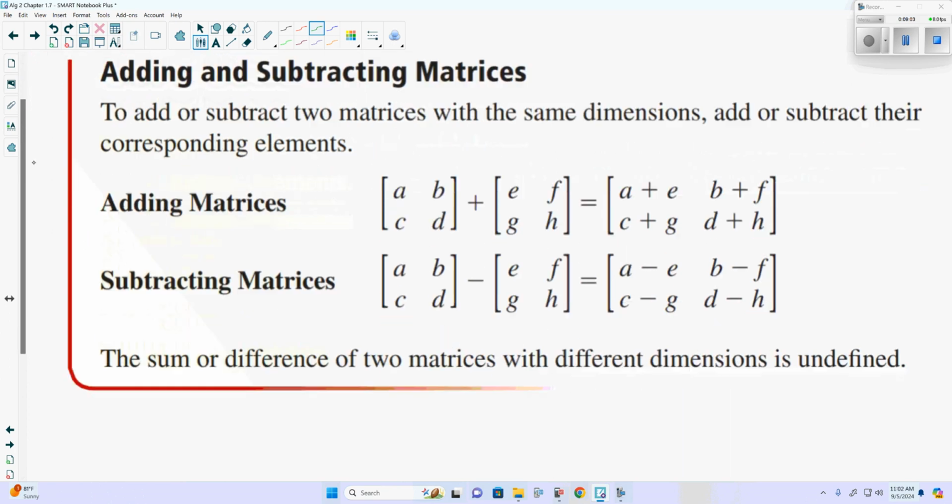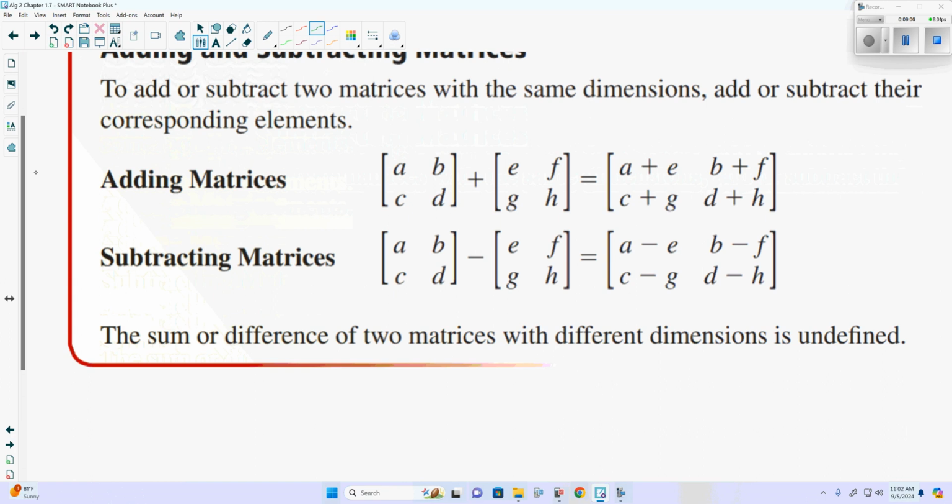Now, you don't have to write this down, but if we look at this here, so the first one, adding. A is in the top left. E is in the top left. So we're going to do A plus E. B is in the top right. F is in the top right. So we do B plus F. C is in the bottom left. G is in the bottom left. So C plus G would be our solution. We add the corresponding elements together. Subtraction is almost the same thing, but instead of adding, we are subtracting. Okay?